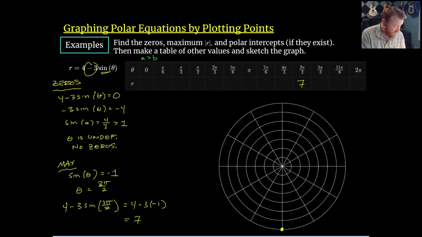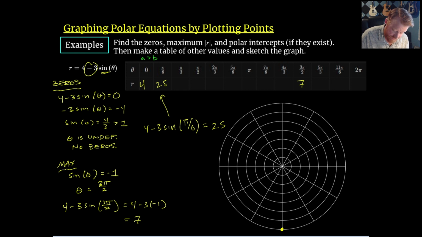But the way that we get these values is just by plugging them in to a calculator to find the value that goes with pi over 6. We're going to look at 4 minus 3 times sine of pi over 6, and that is about 2.5, or maybe exactly 2.5. Sine of pi over 6 is 1/2. Yeah, that gives us exactly 2.5. So as I'm plugging things in here, that's how we're getting that. If I plug in 0, we would get 4. Sine of 0 is 0. 4 minus 0 is 4.